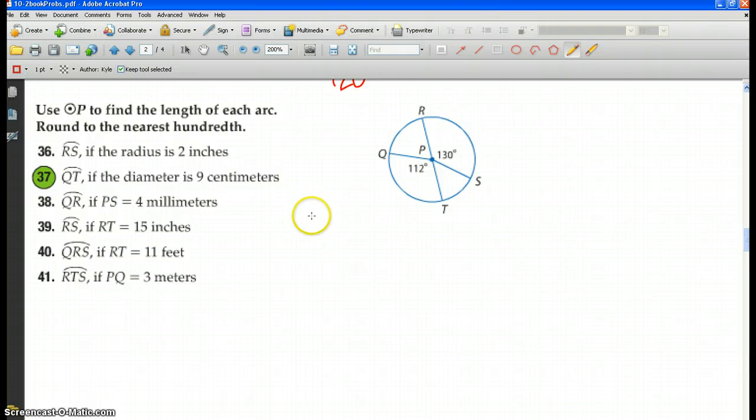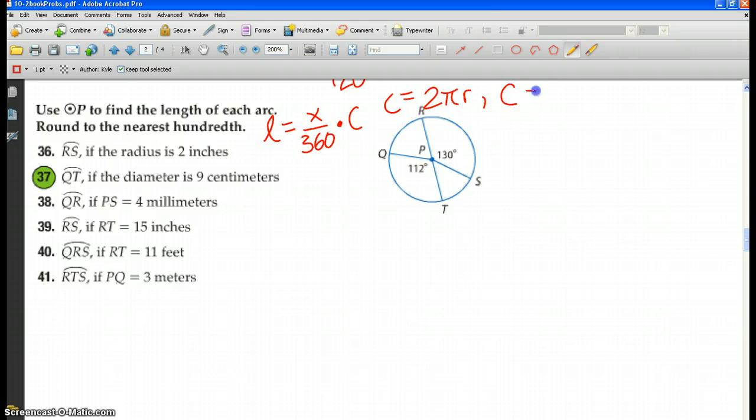Use circle P to find the length of each arc. Round to the nearest hundredth. So remember, length is given by central angle over 360 times circumference, where circumference can either be written as 2 pi r or as diameter times pi. So number 37, we want to find QT if the diameter is 9 centimeters.